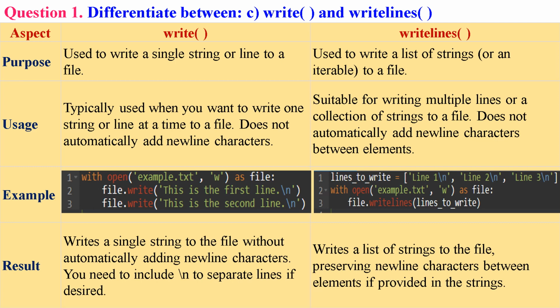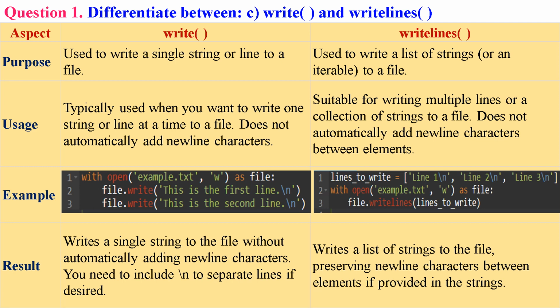Next is the writelines function. On the other hand, the writelines method is utilized to write a list of strings or an iterable to a file. It is suitable for writing multiple lines or a collection of strings to a file, and it does not automatically insert newline characters between the elements. When you use the writelines function, newline characters between the elements are preserved if you include them in the strings.